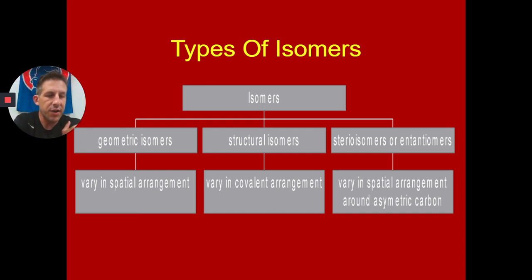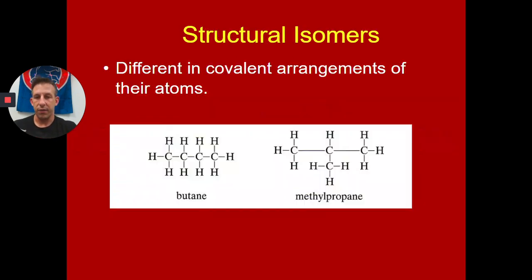Stereoisomers, also known as enantiomers, that's a tricky one to say, vary in spatial arrangement around an asymmetric carbon. Again, those definitions are kind of official. They use big language. But when you start to see pictures and models of these things, they're going to become a little bit easier.